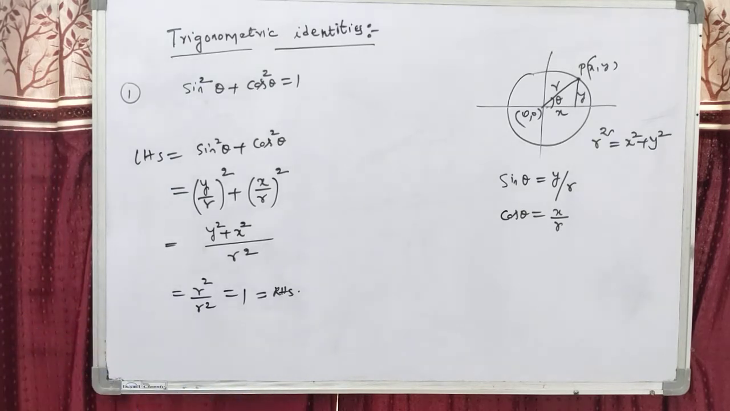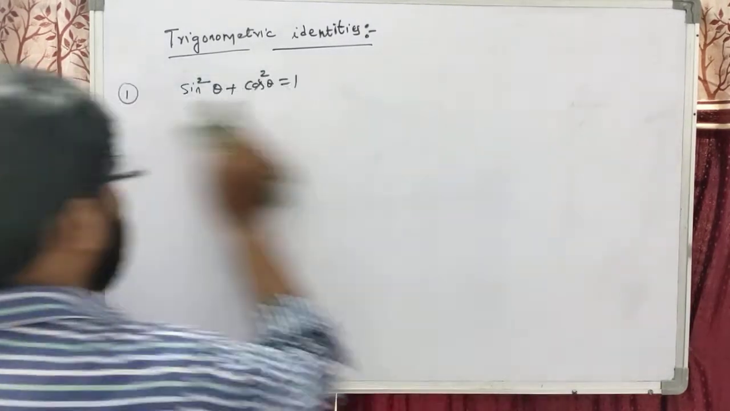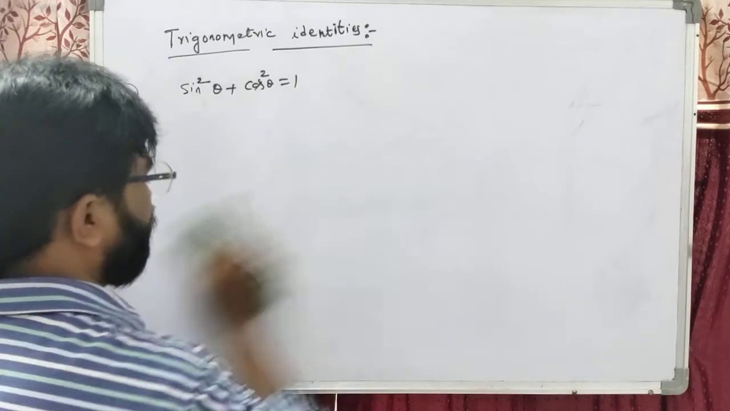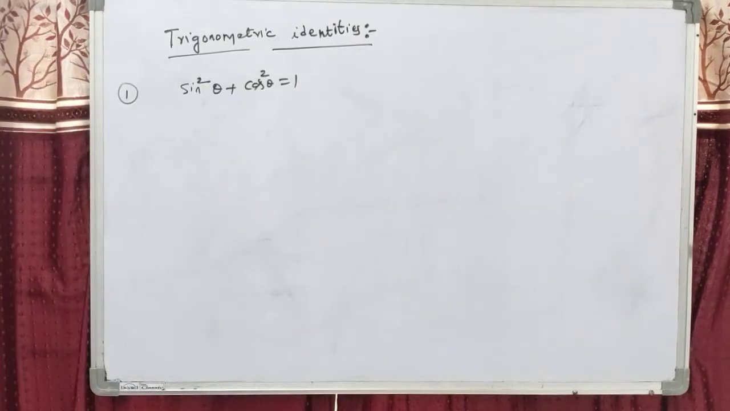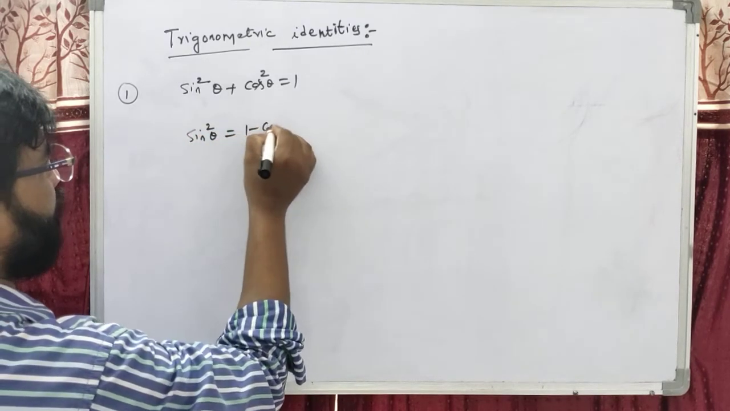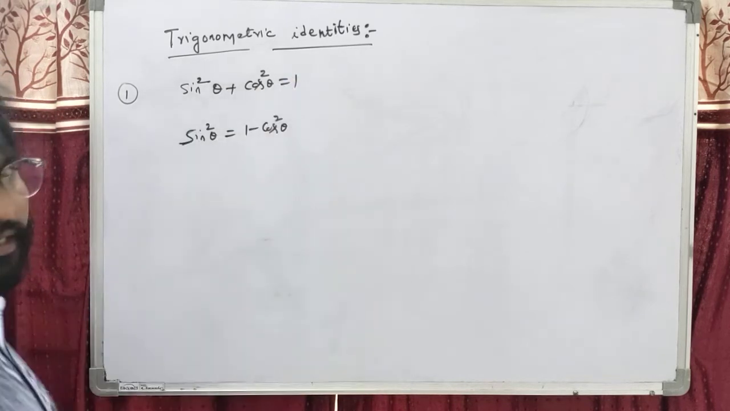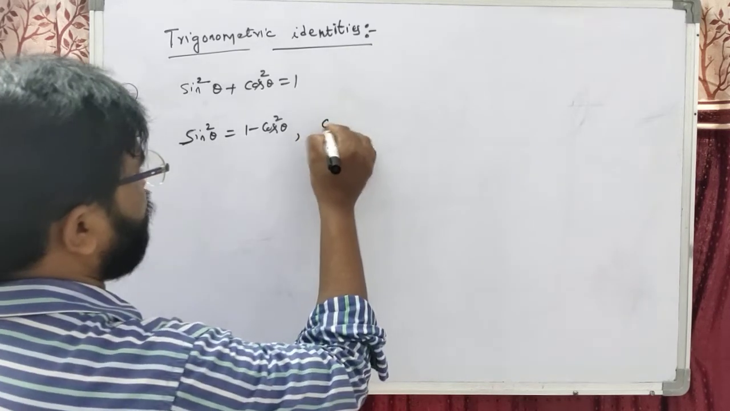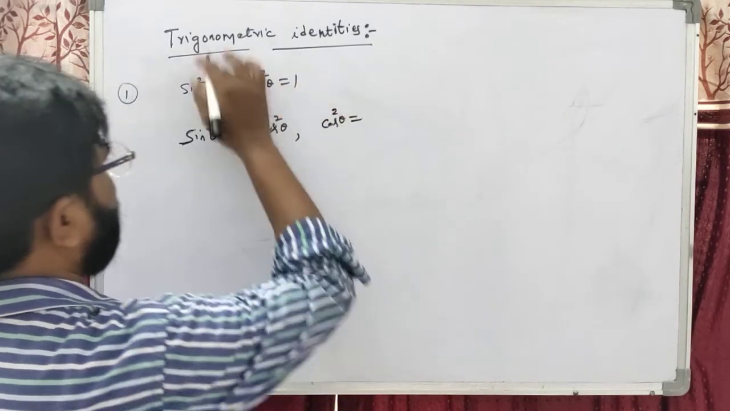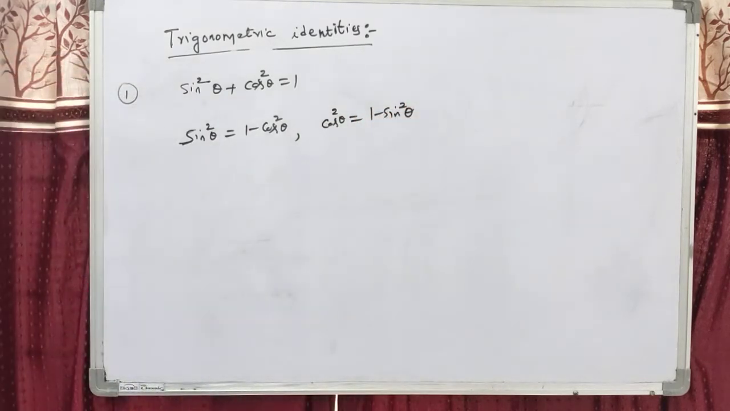Dear students, when you get sin square theta plus cos square theta equal to 1, we can write sin square theta equal to 1 minus cos square theta. These are the helping formulas. Sin square theta is 1 minus cos square theta. If you want cos square theta, that equals 1 minus sin square theta. Okay, students, this is the first identity.